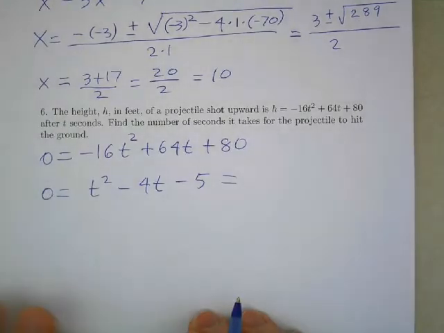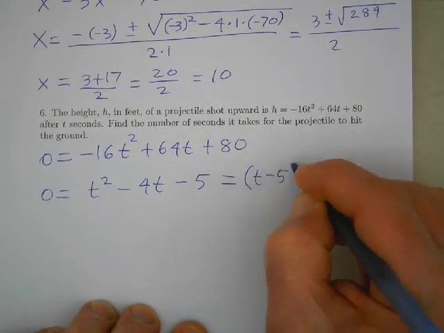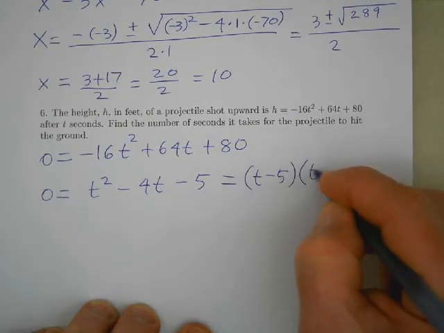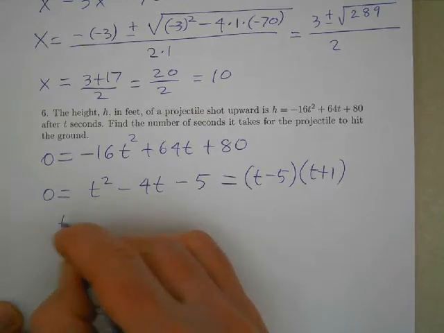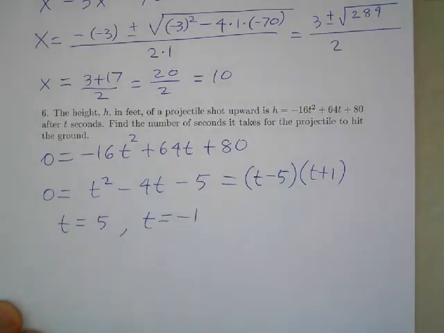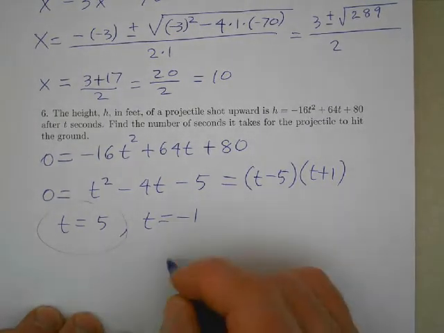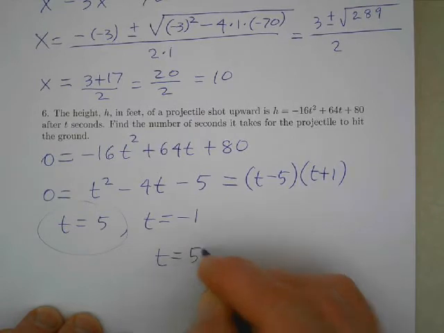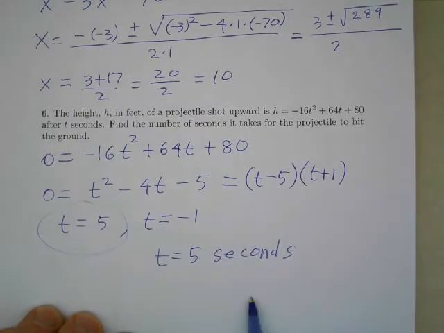And we can use the quadratic formula, but we can easily solve this equation by factoring. t minus 5 and t plus 1 are the two factors. The two solutions to the equation are positive 5 and negative 1, but only the positive solution makes sense. So t equals 5 seconds is how long it takes for the projectile to hit the ground.